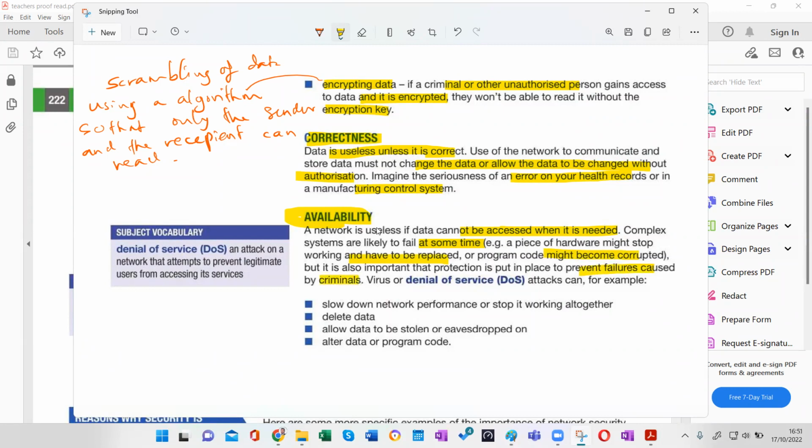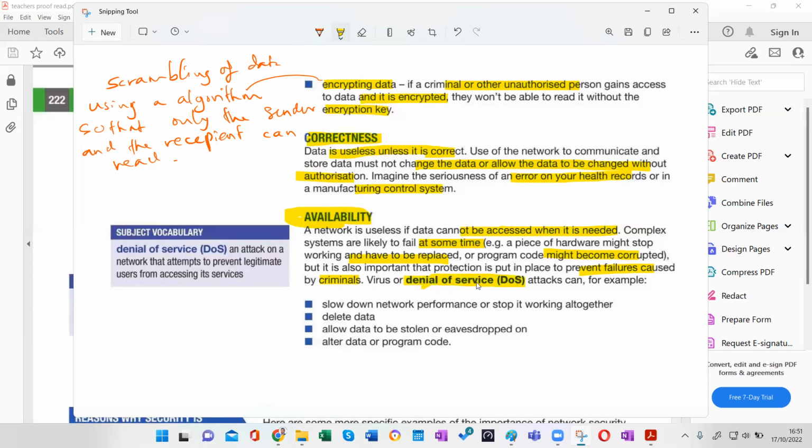Right now, this availability of data can be disrupted due to corruption of hardware, software running slow, or viruses causing disturbance to the system, damaging system files, registry, and things like that. Malware like worms overusing the resources, slowing down the system, and also a type of attack called denial of service, DoS attack.